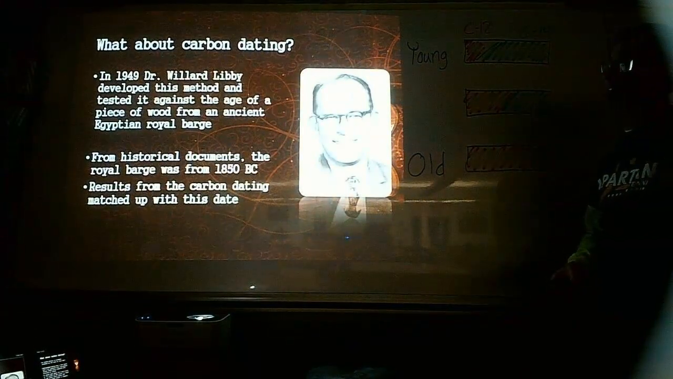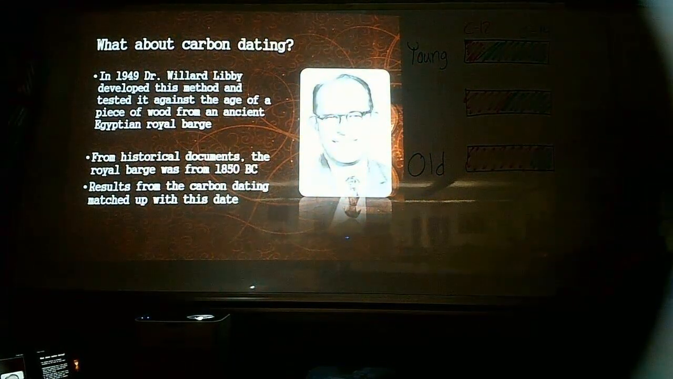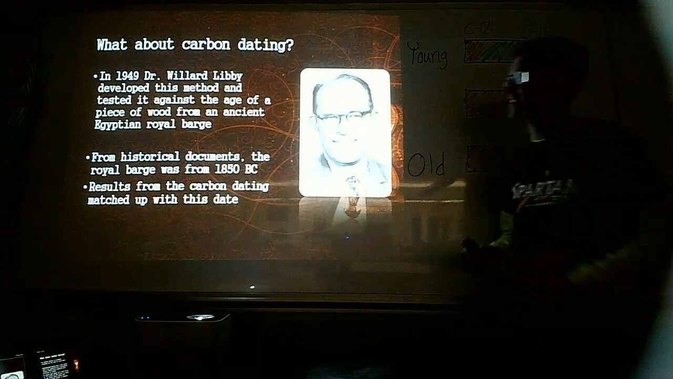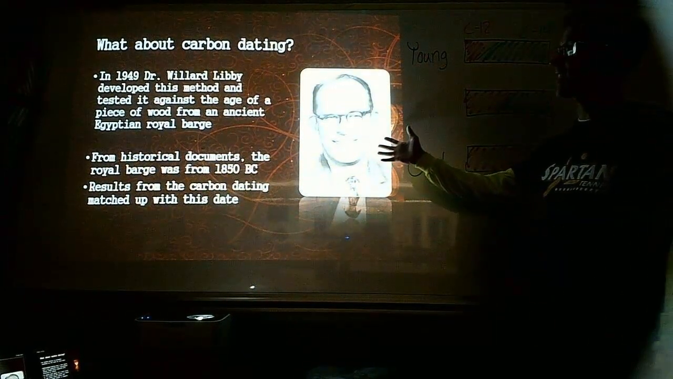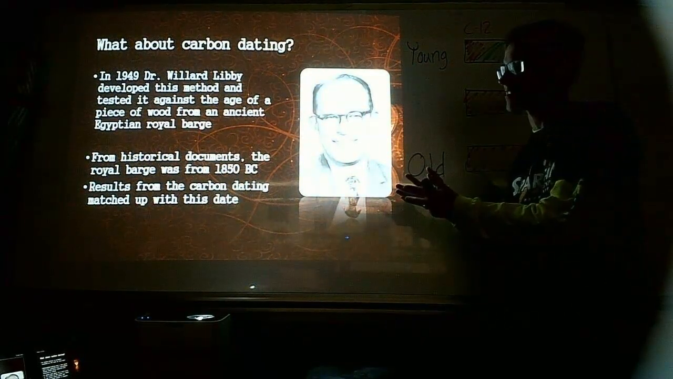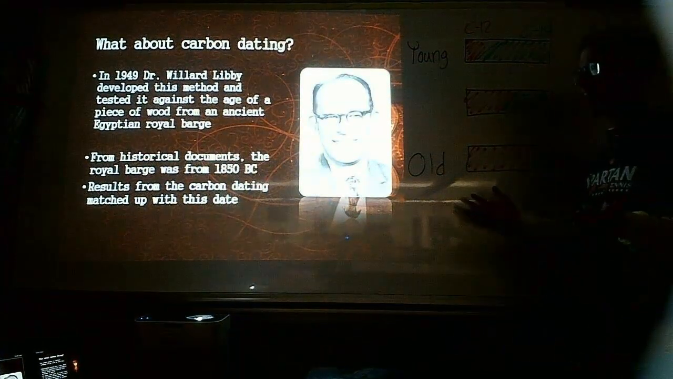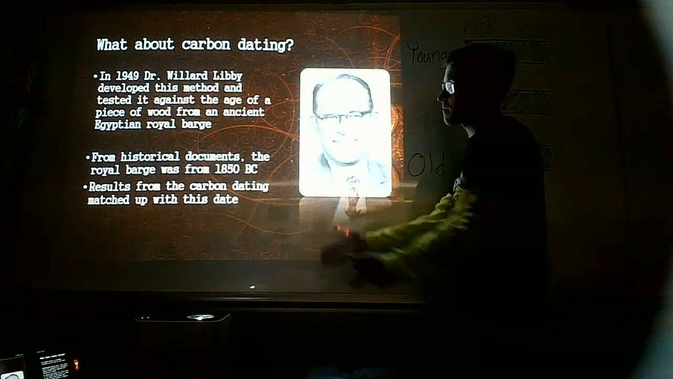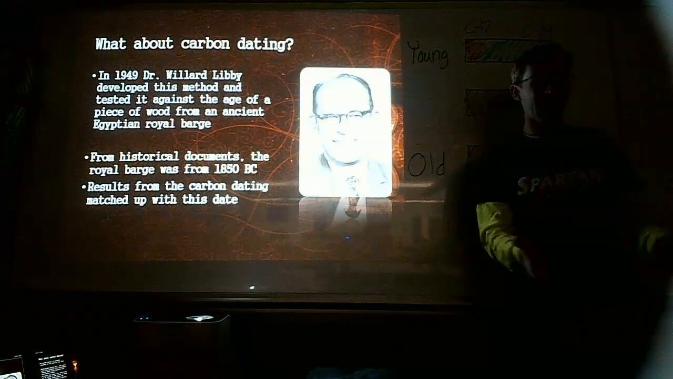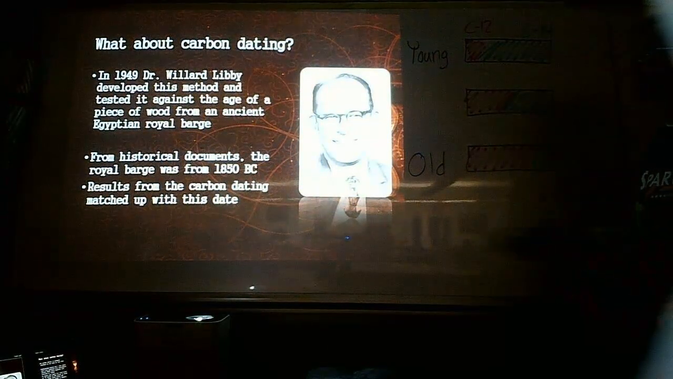And in 1949, Dr. Willard Libby developed this method and tested it against the age of a piece of wood from an ancient Egyptian royal barge. And this is the really good part about science. So when you're dealing with carbon dating, what this guy did is he used this method and he tested it against something that we knew the age of, an Egyptian royal barge, like a boat. And what we found from the carbon dating is that it matched up well with that date. And it's like, hallelujah, we actually used a radiometric dating technique and it backs up the age that we know the object is for a change.